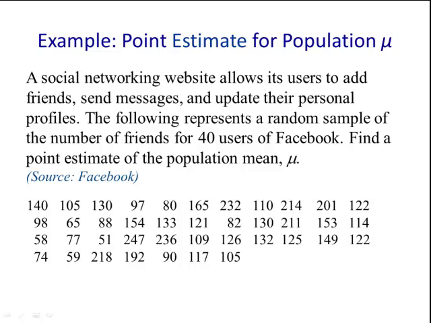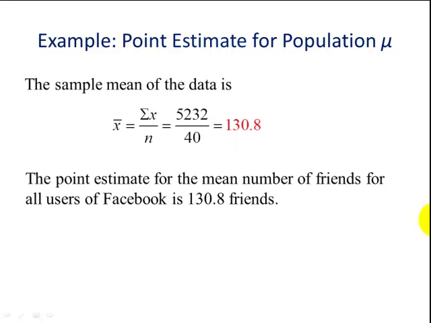To obtain the point estimate X bar, we simply add all these up and divide by how many we have, 40. So X bar is a summation of all the x's divided by how many values we have. So this becomes 5,232 divided by 40, which is equal to 130.8. So the point estimate for the true population mean for the number of friends of all users of Facebook is 130.8 friends.